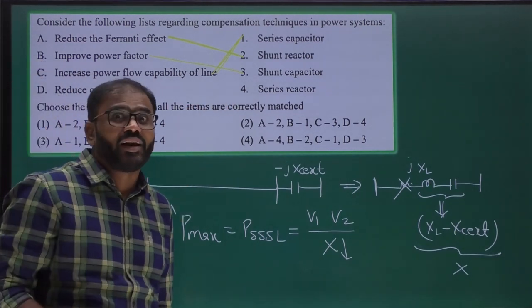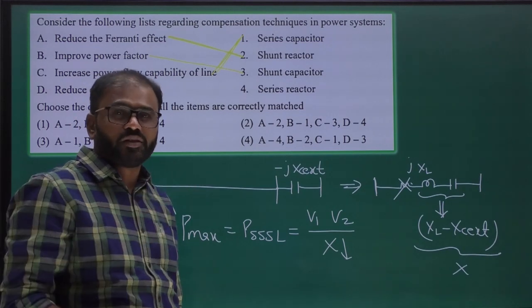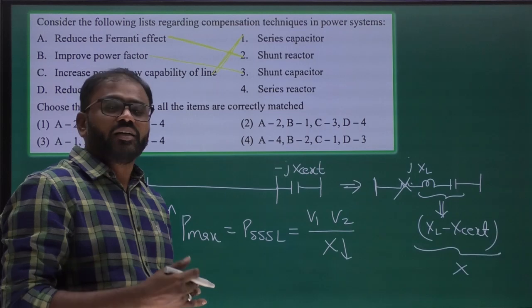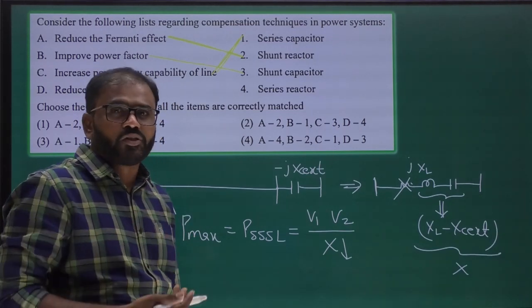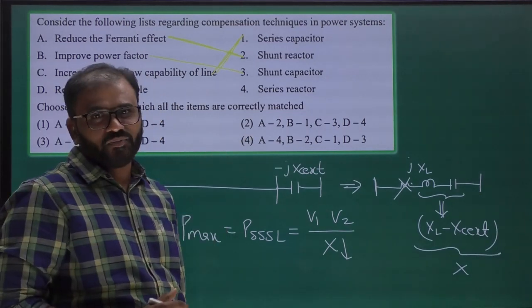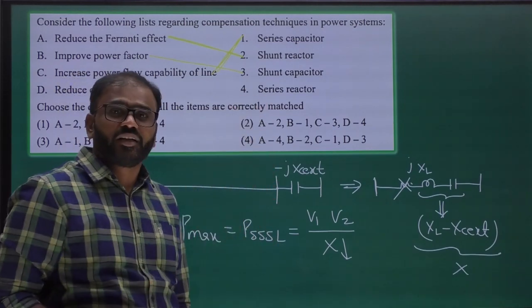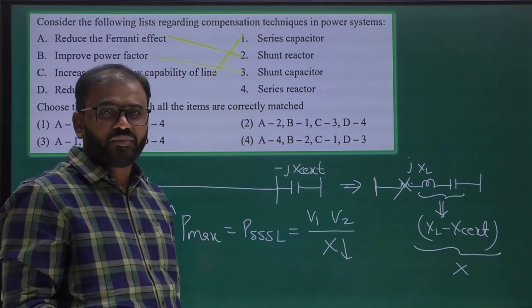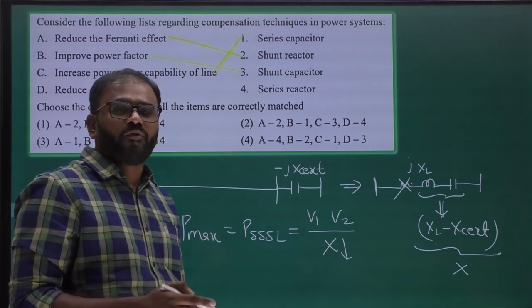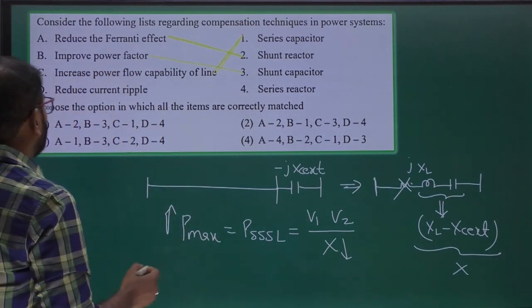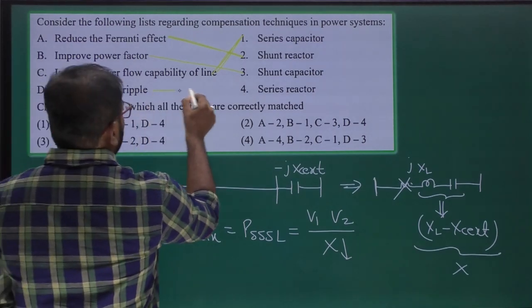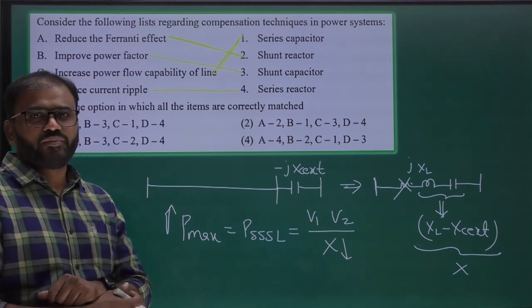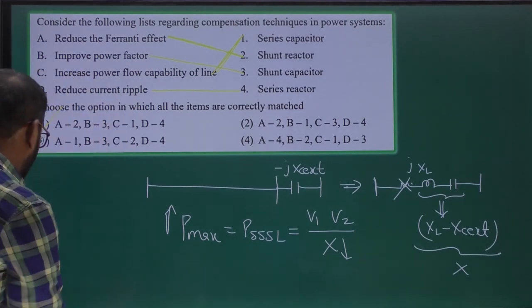To reduce the current ripple, generally we use a series reactor. You might have studied this in power electronics. After you convert AC to DC, that DC voltage has so many ripples, so we connect a series reactor. Another importance of the series reactor in power system is to reduce the magnitude of the fault current. So to reduce the magnitude of the fault current or to reduce the current ripples, generally we use a series reactor. So the best answer here is A. Now we move on to the next question.